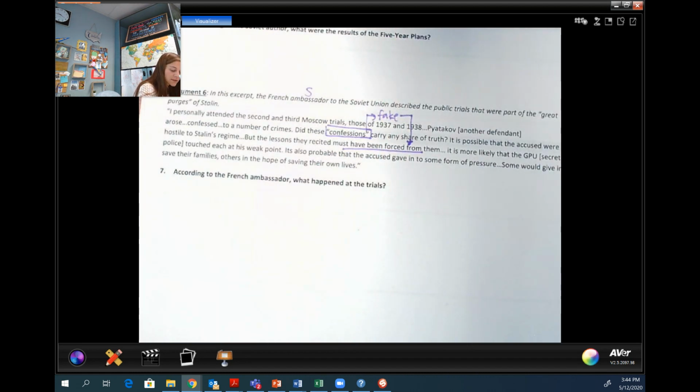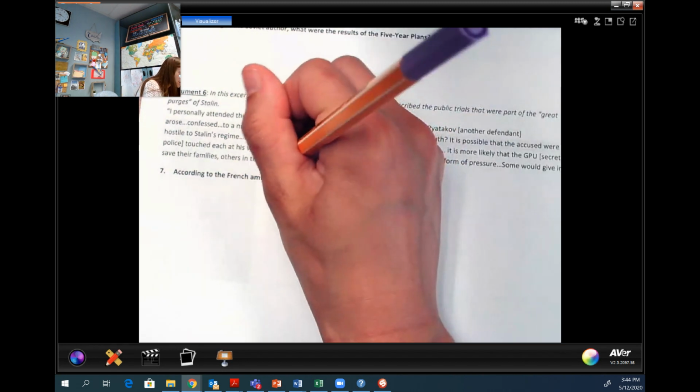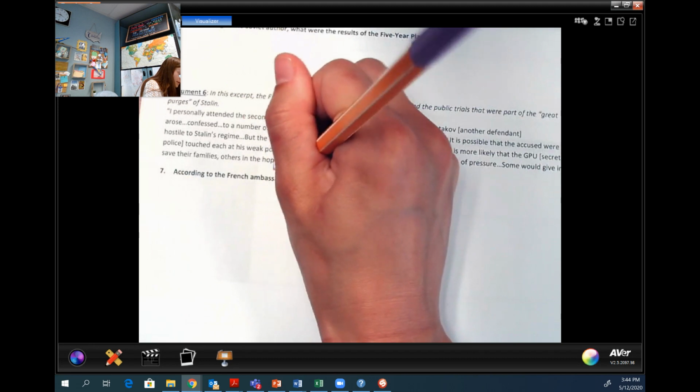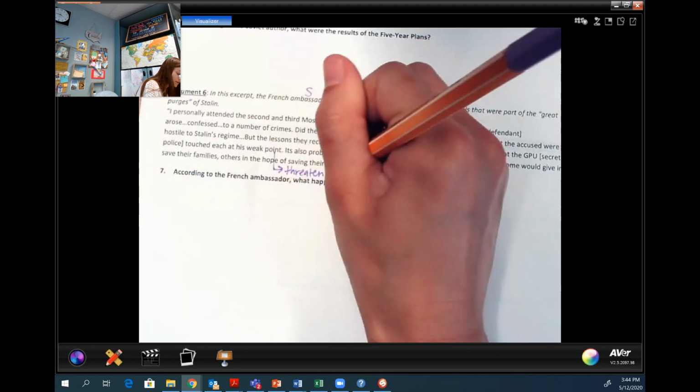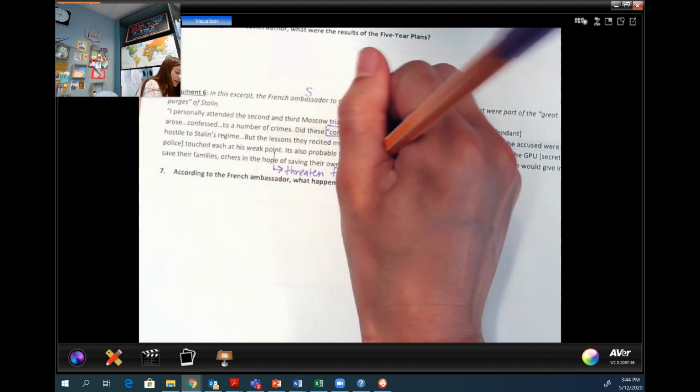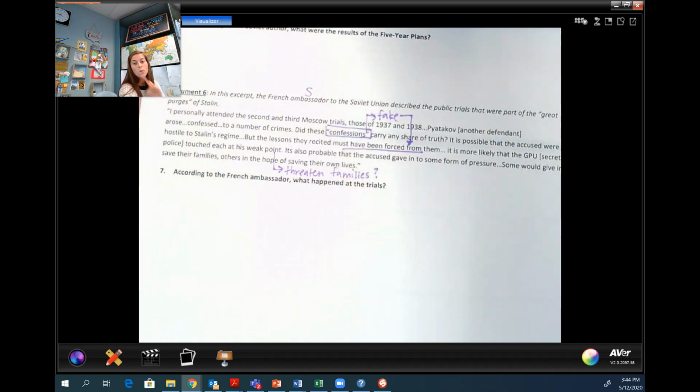It is more likely that the GPU, the secret police, touched each of their weak points. So this could be like threatening their families. Like, if you don't confess, we're attacking your family next. It is also probable that the accused gave in to some form of pressure. Some would give in to save their families, others in the hope of saving their own lives, right?